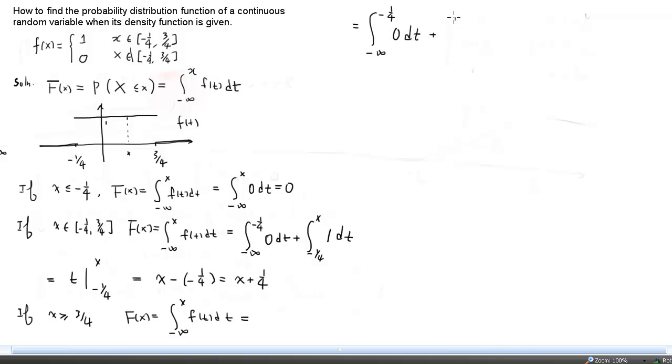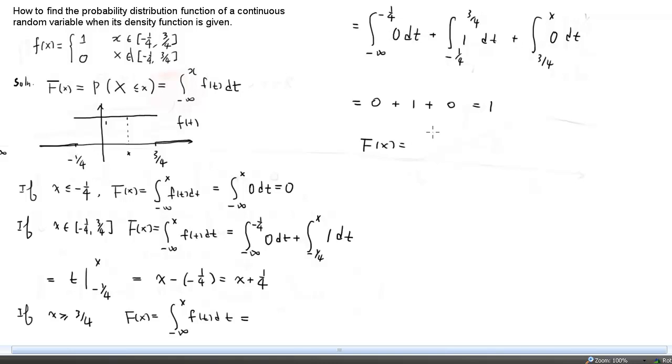Then from negative 1/4 to 3/4, the value is 1, dt. And then we have another segment from 3/4 to x, where the value again is 0, dt. Evaluating, we have 0 for the first, 1 for the second, and 0 for the third, so this is 1. And putting all these things together, we have the following distribution function.